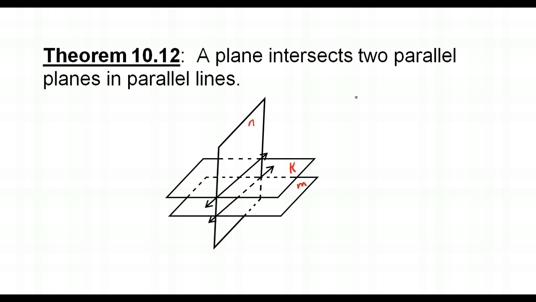Now K and M are parallel. So K is parallel to M. N is not perpendicular. It's just any old plane that cuts through both of these planes K and M. Now what this theorem says is that this line of intersection here and this line of intersection here with the other plane would be parallel.